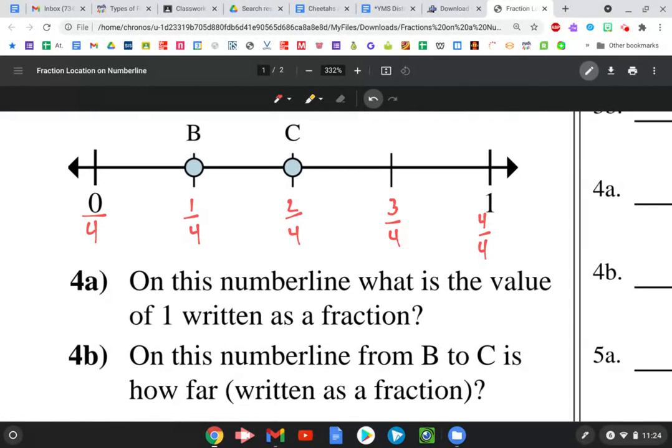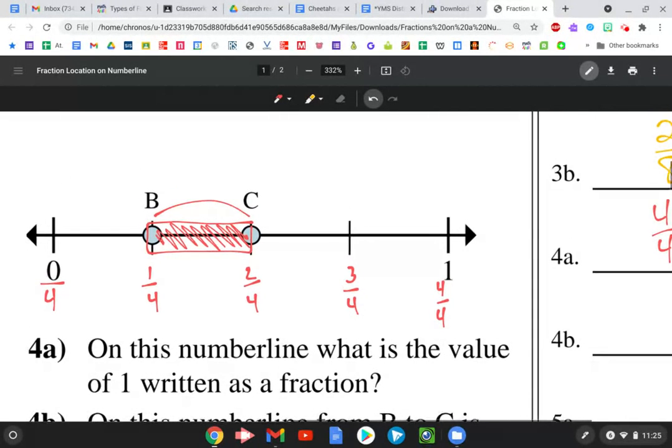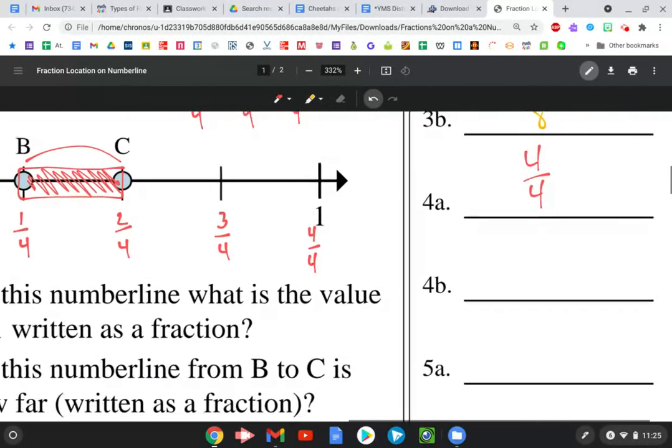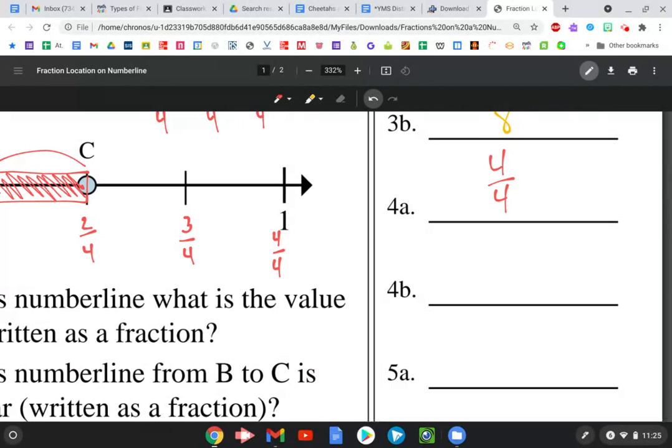And then the question 4B says, on this number line, how far is it from B to C? Well, B to C right there. That is 1/4, 1 hop, 1 piece of this number line, 1/4. And if we wanted to find the difference, we could subtract 2/4 minus 1/4, which would give us 1/4. 2 minus 1 is 1. All right, so in 4B, we will write 1/4.